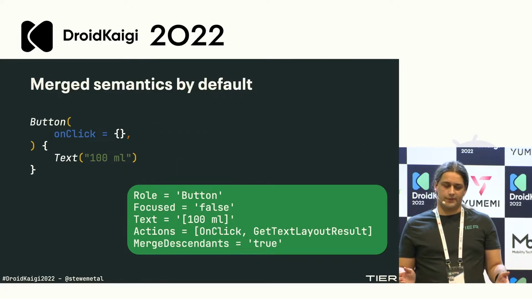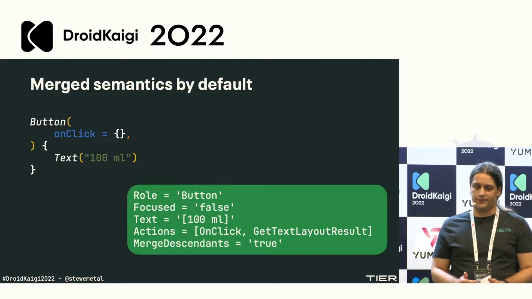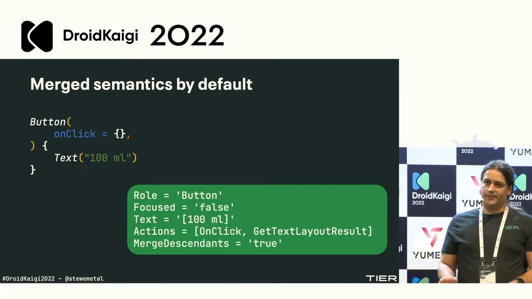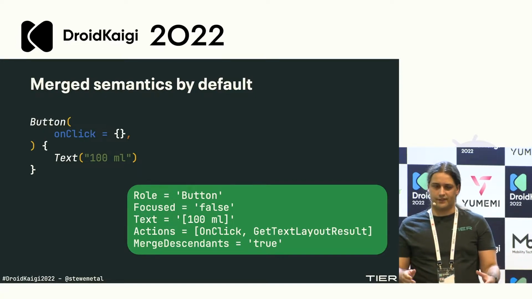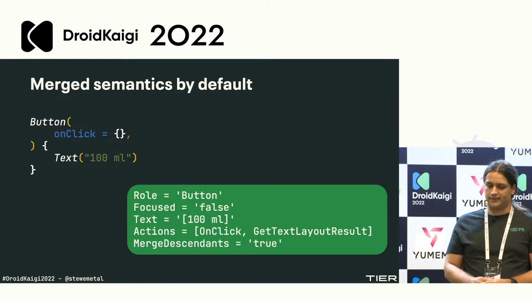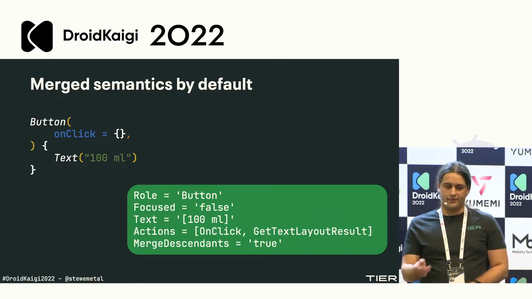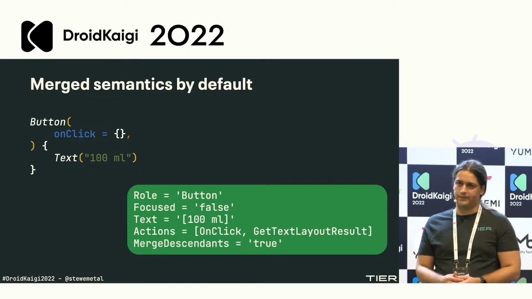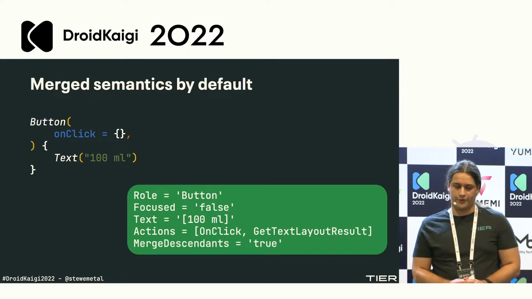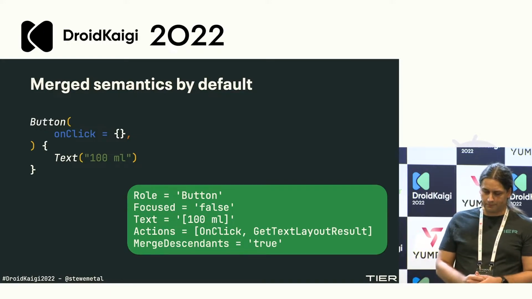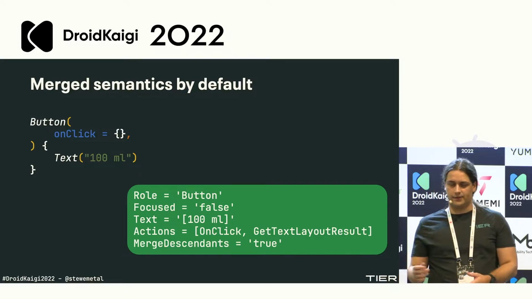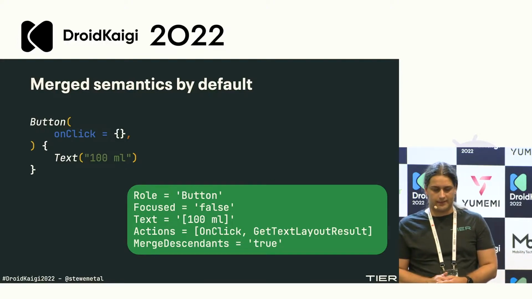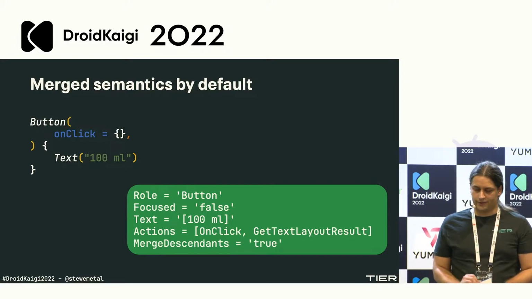Also, there are some built-in composables that do the merging by default. For example, the simple button merges every part of its child hierarchy into one semantics node. So even though we see a button here with a text child, the whole semantics information this button will emit into the semantics tree will be just one node. As you can see, there are multiple properties that the button adds to the semantics node. The most important is the text already merged into the semantics node, and there are some actions that we will touch a bit later.